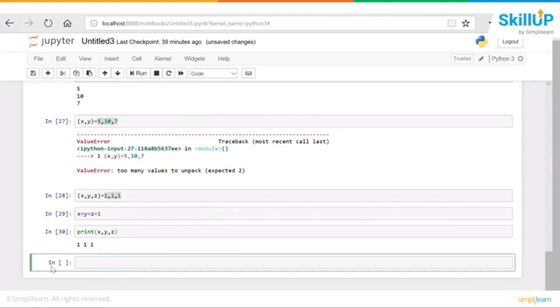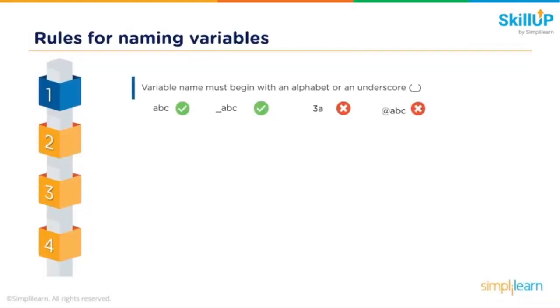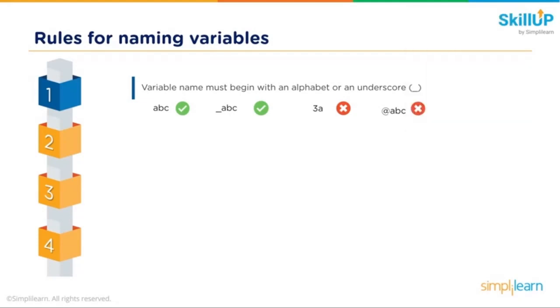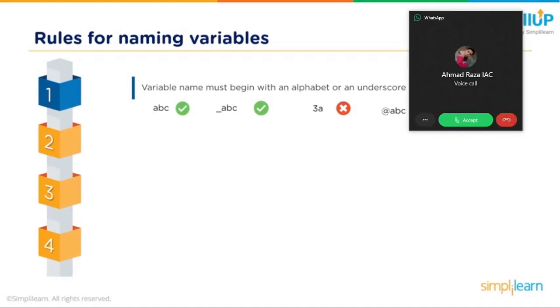So we have covered the various data types in Python and how you can assign values to a variable in multiple ways. We'll next move on to the various rules for naming the variables. Now there are certain rules that you must follow while naming the variables. We'll go through each of these rules, and simultaneously I'll also demonstrate to you in our notebook the validity of each variable. So our first rule is variable name must begin with an alphabet or an underscore.